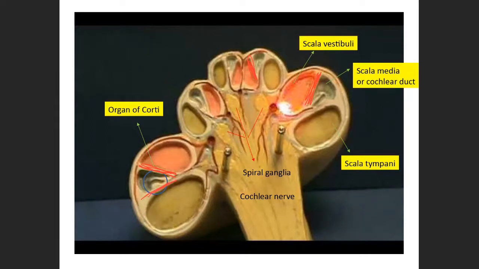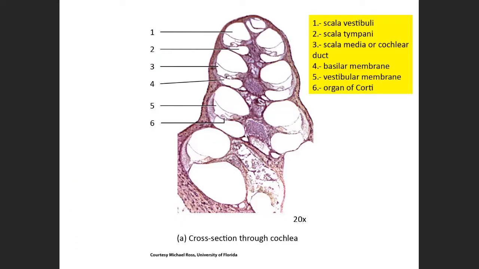The membrane that separates the scala media from the scala tympani is the basilar membrane, down here and down here. So vestibular, basilar, basilar, vestibular, basilar, vestibular. We'll get better pictures of these here in just a second. All right, that's an actual cochlea being cut. So that will be the vestibular membrane.